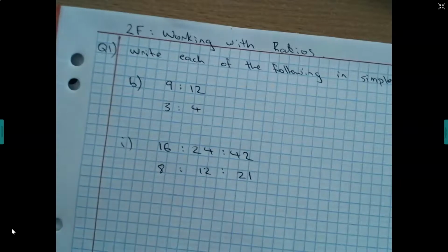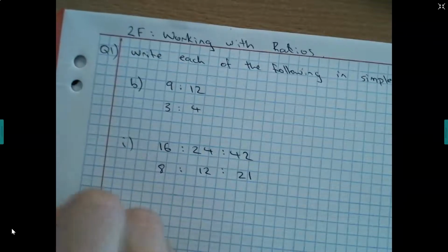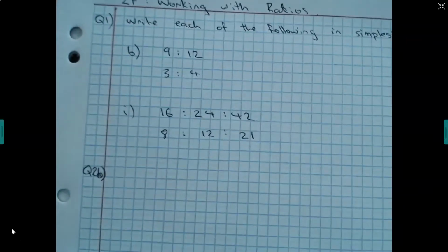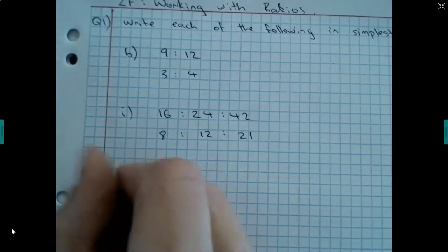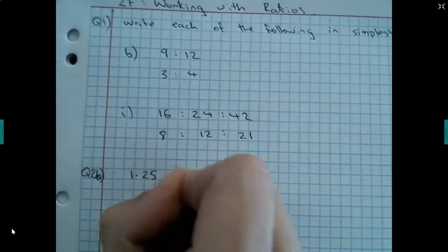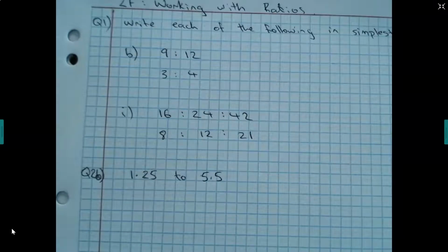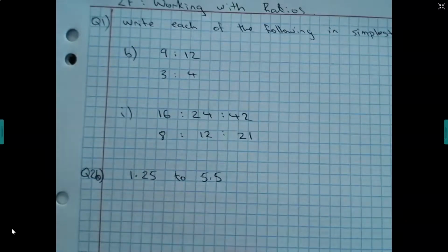Alright, so I won't do any more from question 1. What if we had something like this? Question 2. I'll do B because it's not one of the ones that I've set for you to do. So 2B has 1.25 to 5.5, and they want us to write that in simplest form. So first, you'd be getting rid of this word "to" and you'll be using a colon instead, because that's pretty much what the colon's representing, the word "to". So this ratio is 1.25 to 5.5.